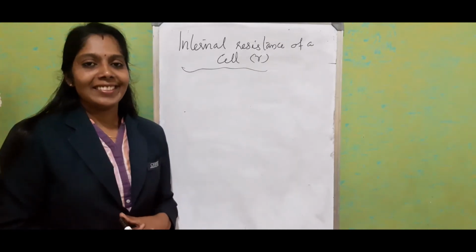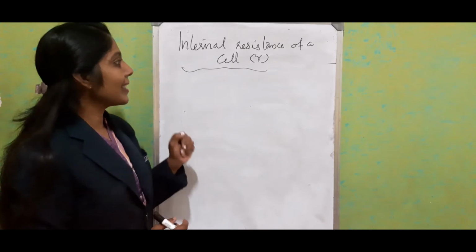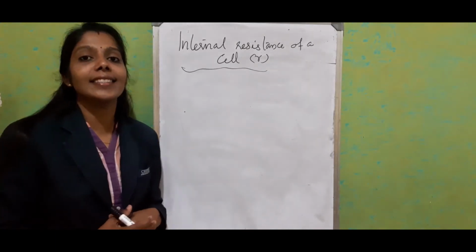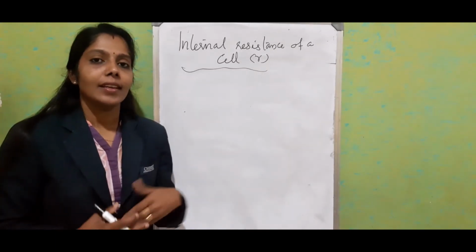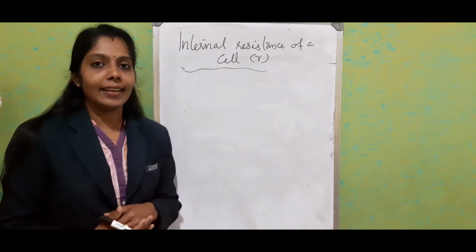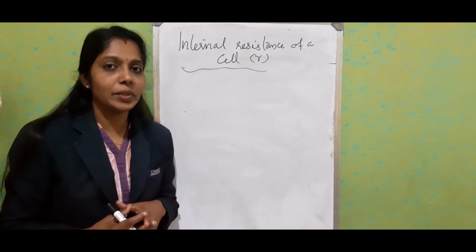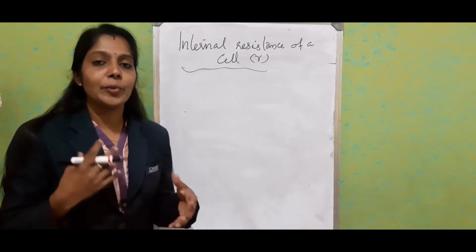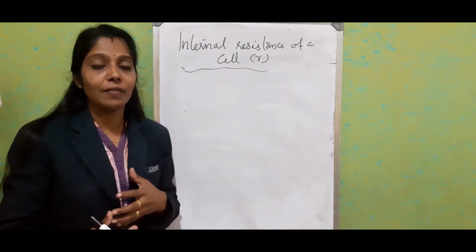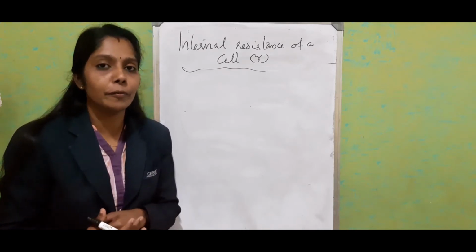Hi everyone. In this session, we are going to discuss the internal resistance of a cell. We already studied what resistance is. When an electron passes through the circuit, it offers some obstruction to the movement, right?